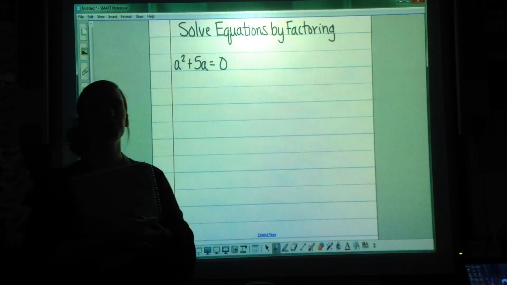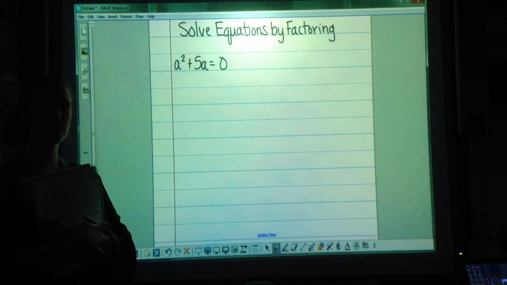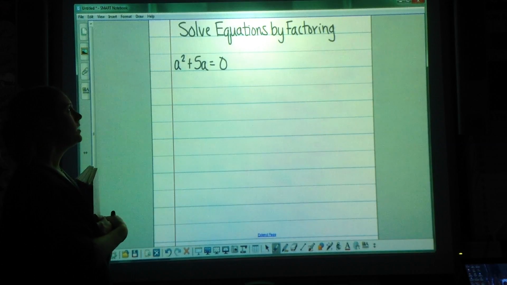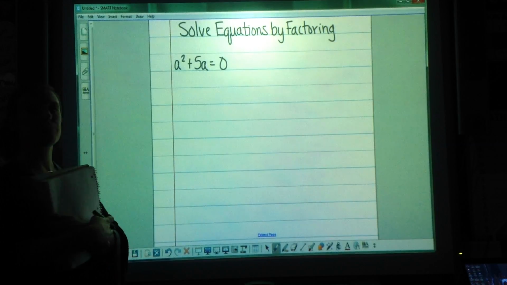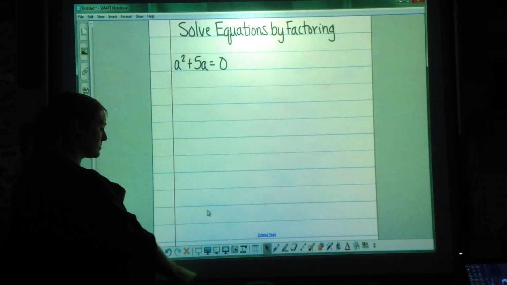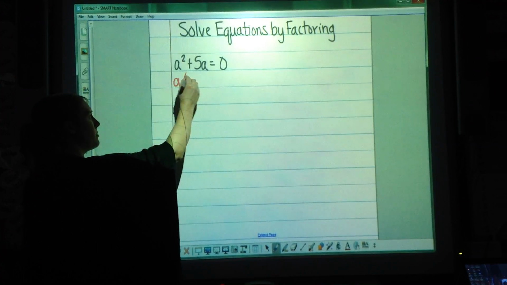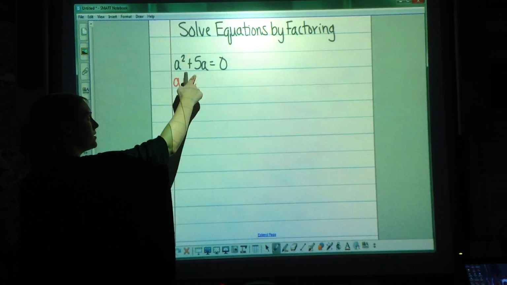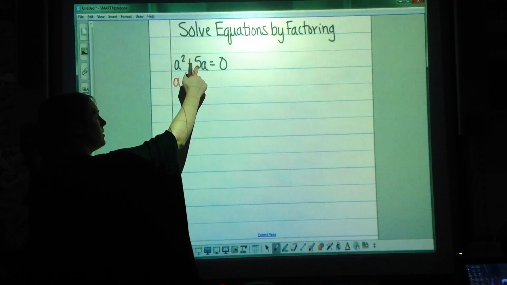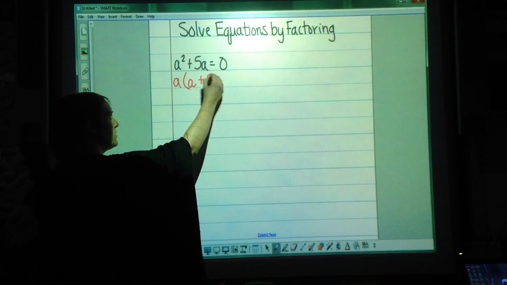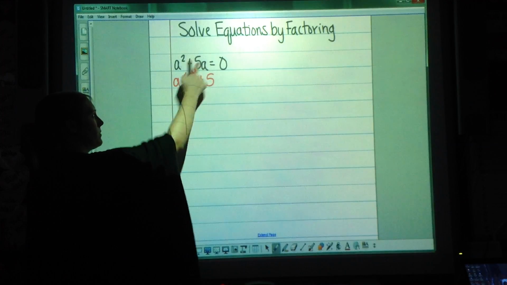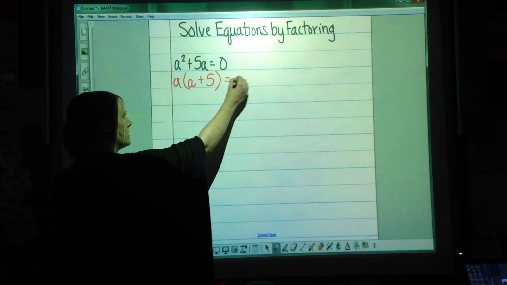Meaning I'm going to have to pull something out of both terms that they have in common, just like we did in the last little section. They do not have any coefficients in common, but they both have an a in common. So I'm going to pull an a out of both of these. A squared divided by a is a. 2 minus 1 is 1. There is no coefficient. A divided by a, 1 minus 1 is 0. There is 0 a's.